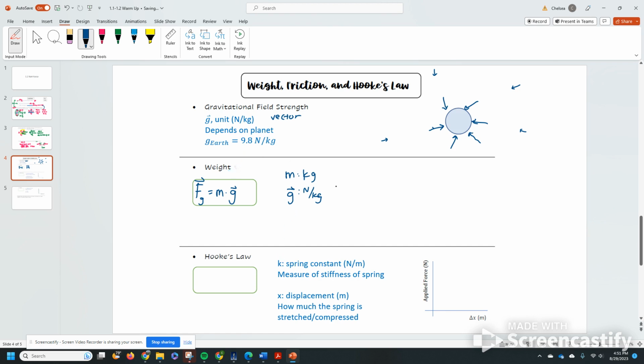So weight is different than mass. Okay, remember, mass is a measure of how much stuff you have. It doesn't matter where you are in the universe. You will have the same mass, but g is different. So you will weigh more if you were standing on the surface of the sun, if you could do that, versus on the moon. And that's because g is different.